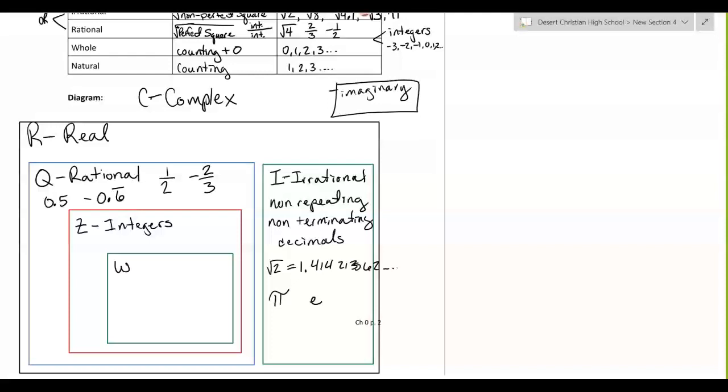Integers include all of our W, whole numbers, as well as the negative versions of each whole number. And our whole numbers include all our, one more box here, natural, that's N, which is 1, 2, 3, dot, dot, dot, and so on, and the number 0. So whole is just natural plus 0.